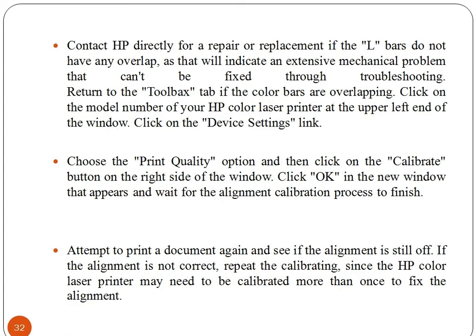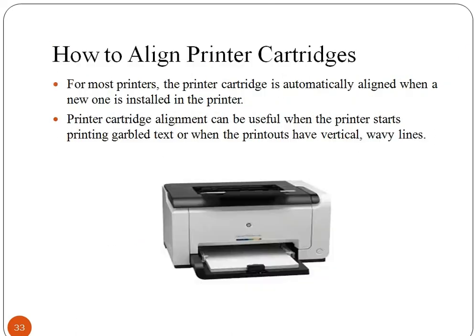After this, go to the toolbox and click on the device settings link. Choose the print quality option and then click the calibrate button on the right side of the window. Now click OK and wait for the alignment calibration process to finish.